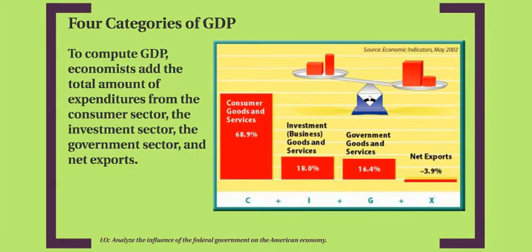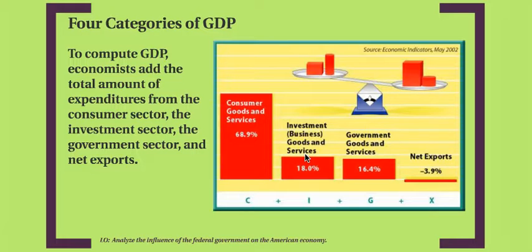Now here you can see a look at the four categories of GDP. Once again, to compute the GDP, economists add the total amount of expenditures from the consumer sector. These are things that are sold to the end consumers, people like you and me, as well as investment, which would mean business goods and services. Businesses buy stuff.